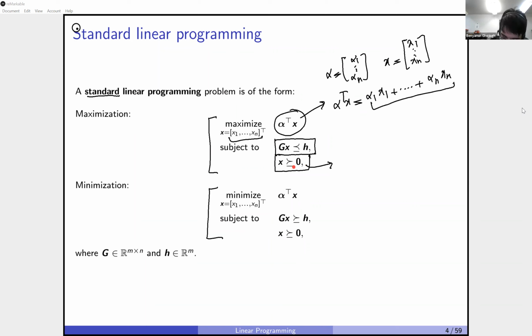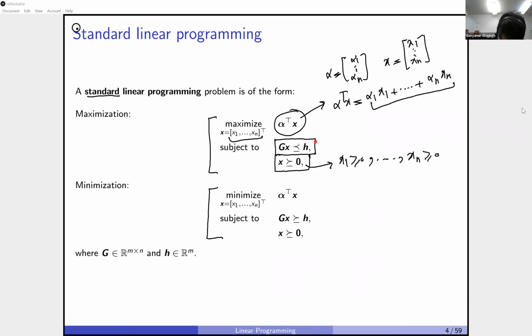So do you remember this generalized inequality that we introduced in the previous session? And this is a vector. Therefore, it means that element-wise, every element is greater than or equal to 0. So it means that x1 is greater than or equal to 0 until xn is greater than or equal to 0, right? And this is a matrix G multiplied by the vector x. This will be a vector, and the vector is less than or equal to h. Generalized inequality means that element-wise.